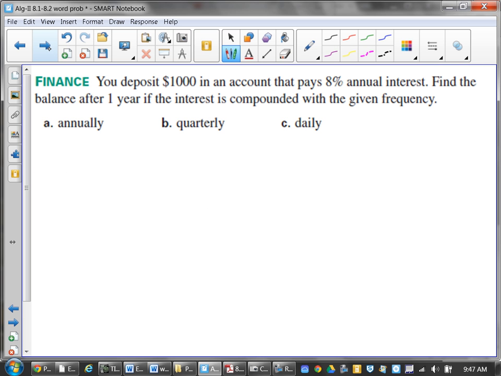Let me show you an example. So if you want to put in $1,000 into an account that pays 8% annual interest, find the balance after 1 year if the interest is compounded with these different frequencies. Frequency in this case, number of times. Annual, quarterly, or daily. So formula-wise, your amount is your principal, 1 plus your rate divided by n, to the t.